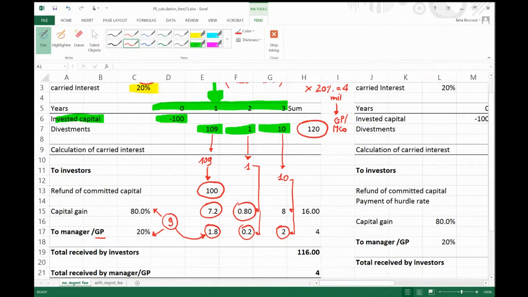All in all, if you sum the rows of committed capital plus money paid to the limited partners, you can easily see that at the end of the day, I generate 100 plus 7.2 and 0.8 is 8, plus 8 is 116, the number that you see here, the amount received by the investors. And if you sum 1.8, 0.2 is 2, and 2 is 4, this is the amount paid to the general partner, exactly the number that we had calculated intuitively, considering the cumulative value at the end of the liquidation.